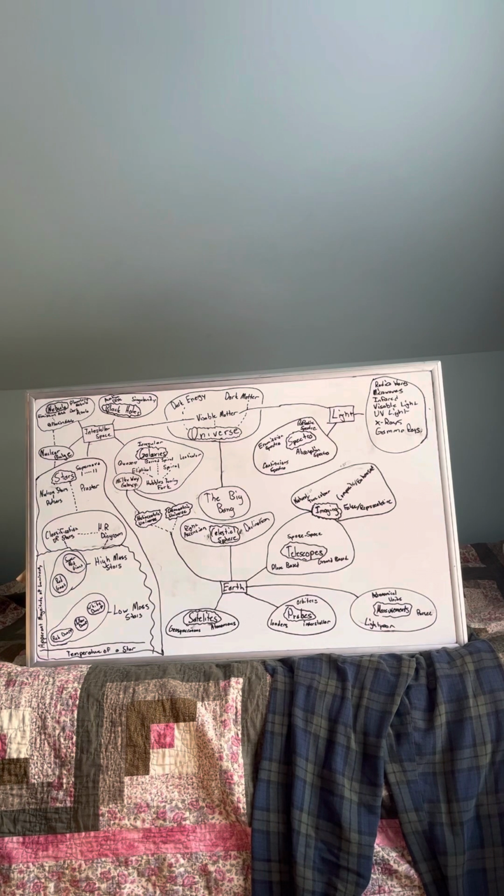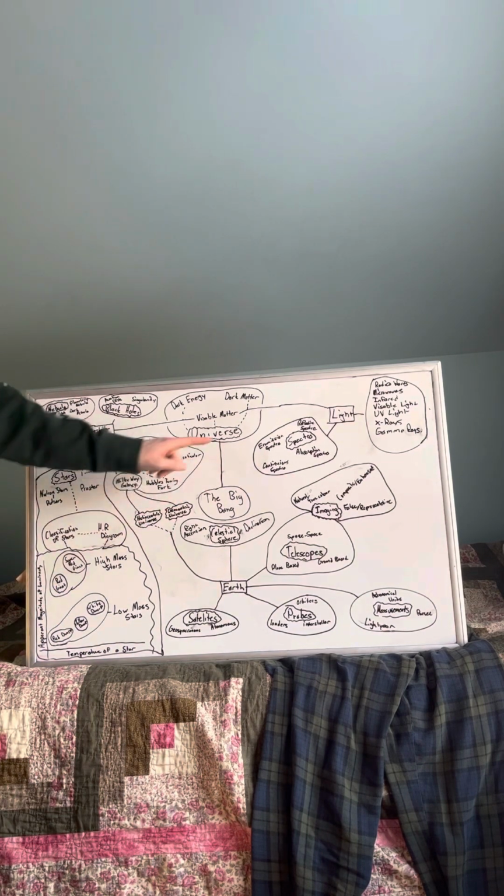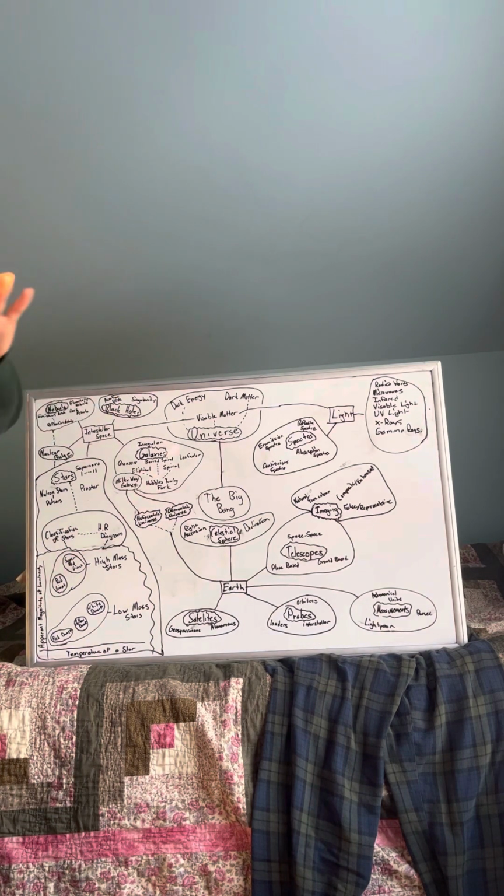This is my mind map about everything we've learned so far this unit, or I guess everything we learned in total this unit. Starting off with the Big Bang, it theoretically created everything, so I thought I'd branch off from there. From there, I went to the universe. The universe is the total, it is everything, about everything. Everything is in the universe, everything is of the universe.